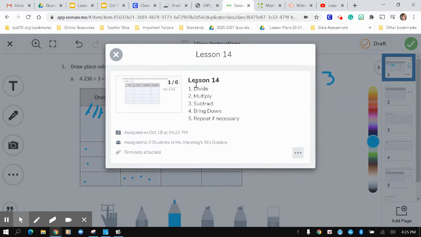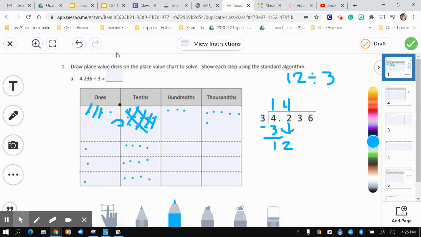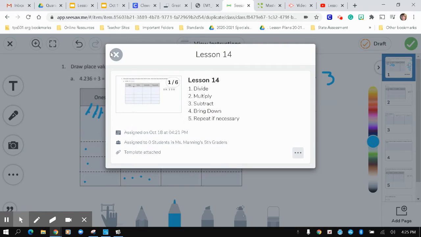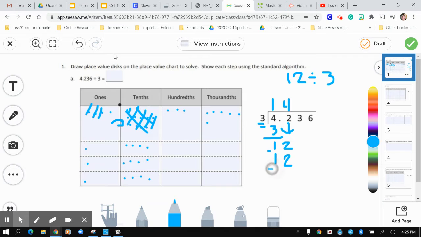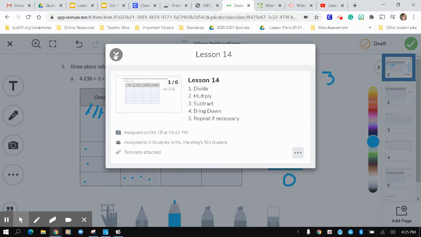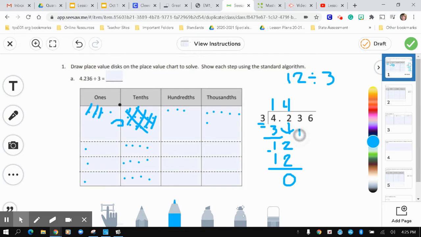On our steps, we are at multiply. We multiply my 4 in the tenths place, my partial quotient, times my divisor 3, which would give me 12. So now in my instructions, I'm at subtract. Oops, sorry about that. So now I'm going to subtract those: I get 0. Now in my directions, I'm at bring down. I have a 3 to bring down, so I'm going to bring down that 3.